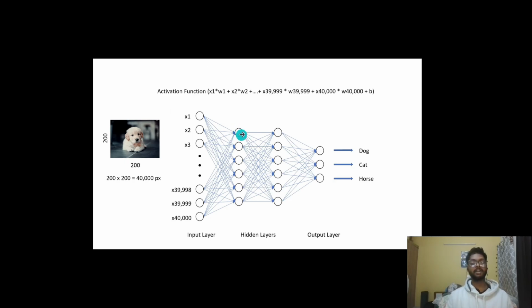What happens is that in this neuron, we get the values x1, x2, x3 up to x 40,000. Each of these values is multiplied by a weight. So x1 is multiplied by w1, x2 is multiplied by w2, and so on. And then an activation function is applied. After the processing of the activation function, the result further goes to the next hidden layer. And then the result goes to the output layer, where the final decision is made.